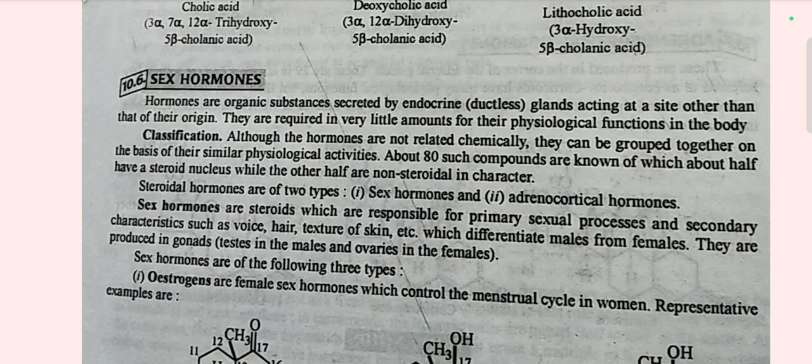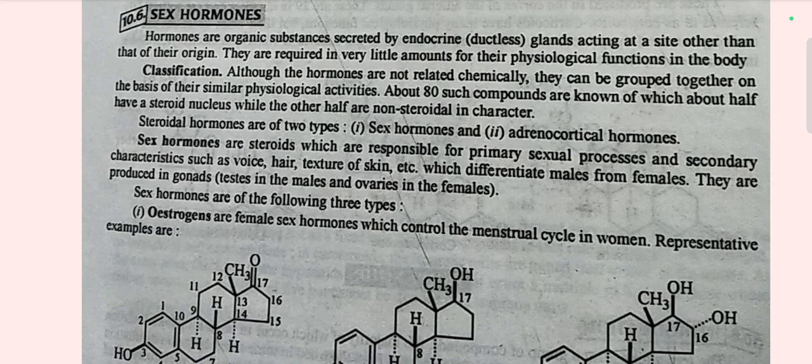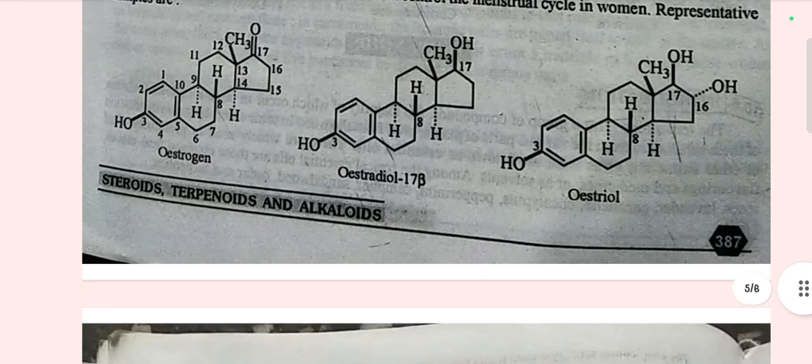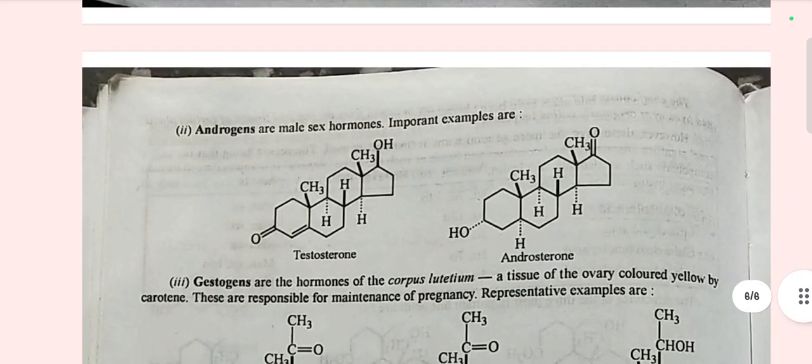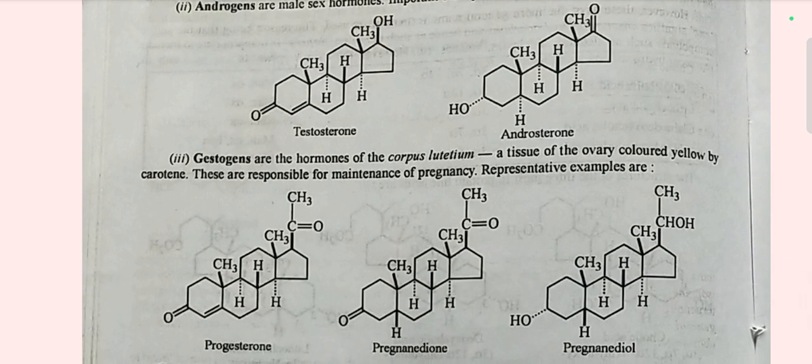Estrogens. Estrogens are female sex hormones which control the menstrual cycle in women. Representative examples are estrone, estradiol 17 beta, and estriol. Androgens. Androgens are male sex hormones. Examples are testosterone and androsterone. Gestogens. Gestogens are the hormones of corpus luteum, a tissue of the ovary colored yellow by carotene. These are responsible for maintenance of pregnancy. Representative examples are progesterone and pregnenolone.